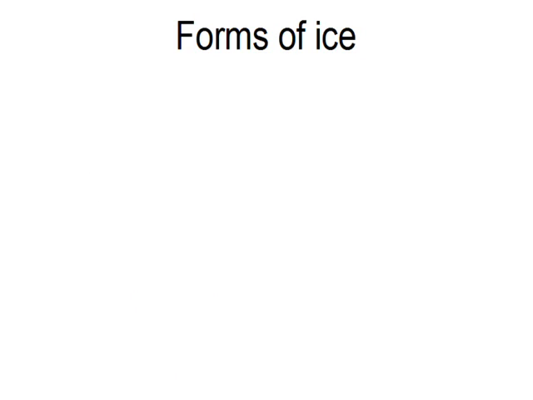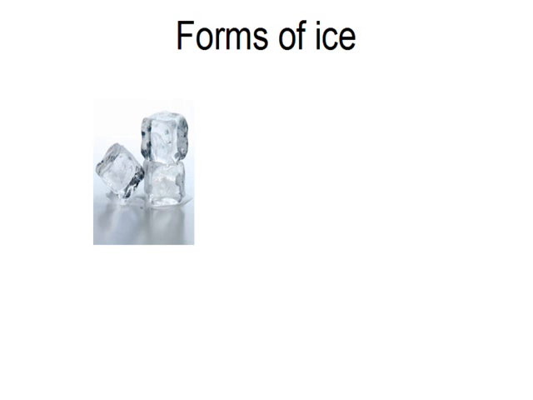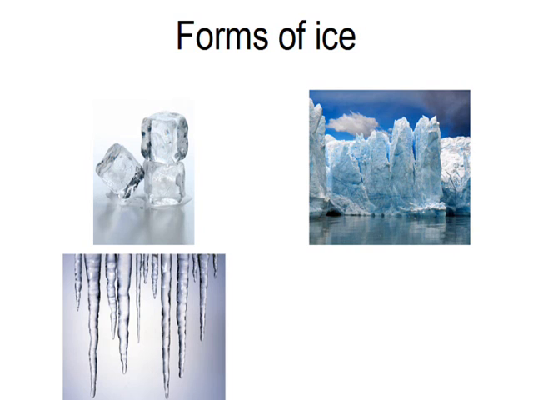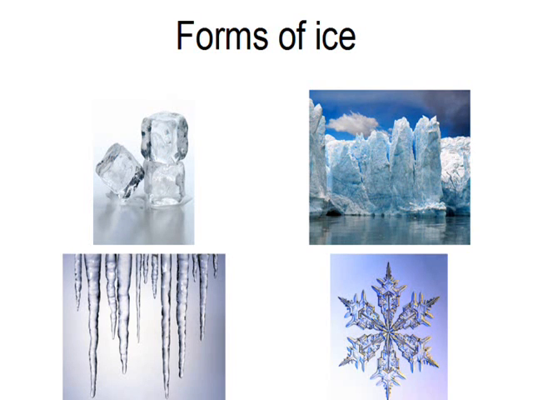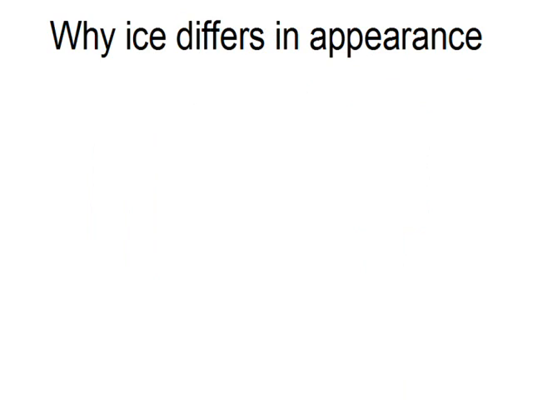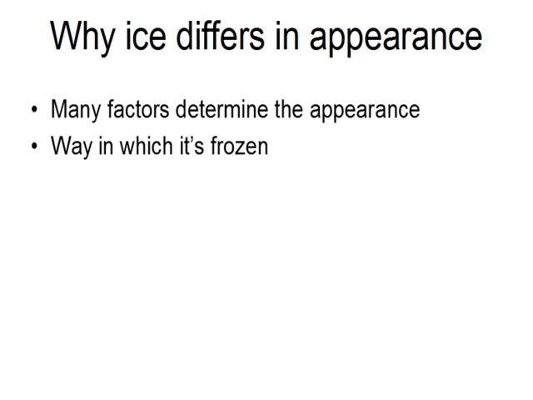So ice has many different forms. You may have seen ice as ice cubes, glaciers, icicles, snow, and hail. So right now you're probably wondering why ice differs in appearance. Understand that many factors determine the appearance of ice. The main factor is the way in which it is frozen.